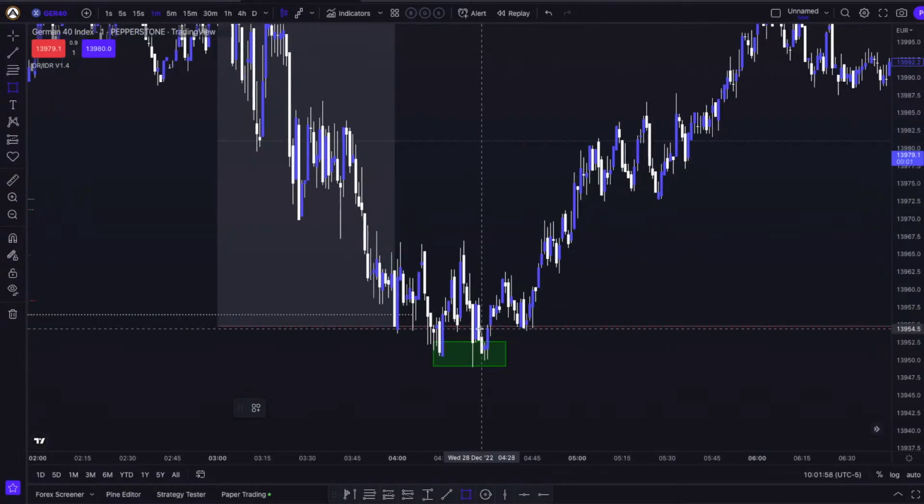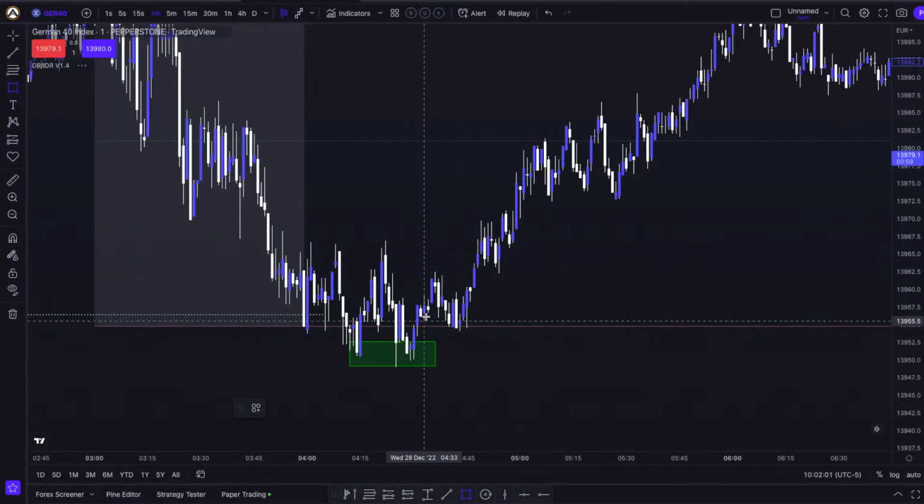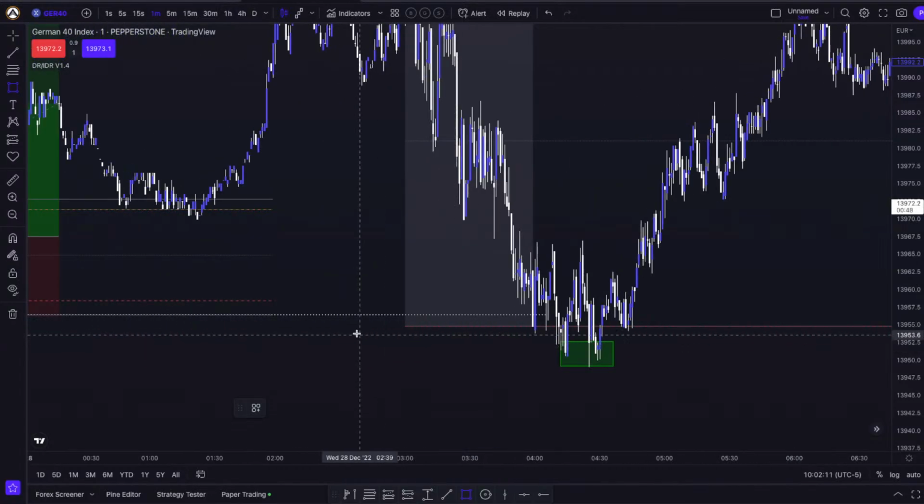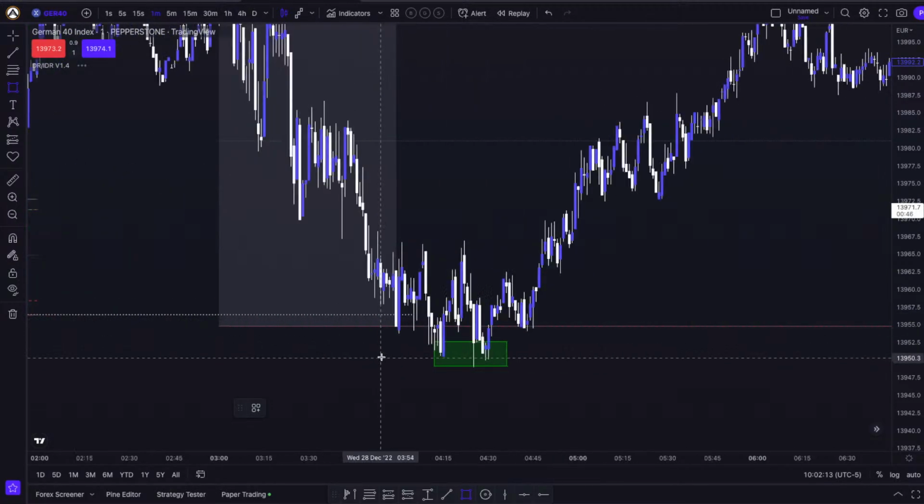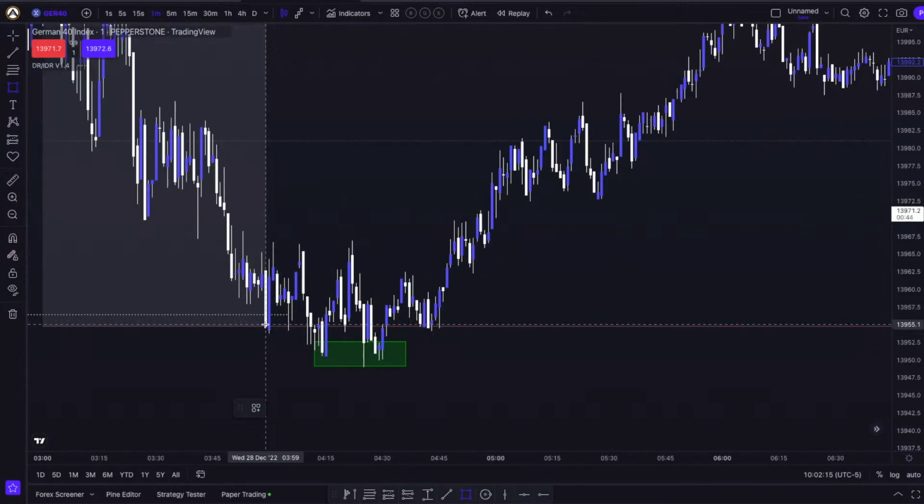So we formed a double bottom, and we again had a continuation move to the upside, left behind a beautiful fair value gap right here that has been refilled. And we had again a beautiful reaction off our DR IDR low right here from our Asian range and also from our London opening range.